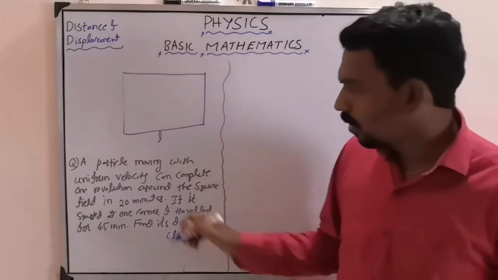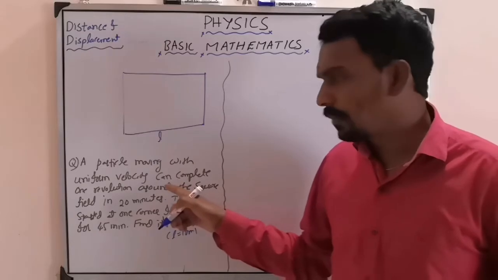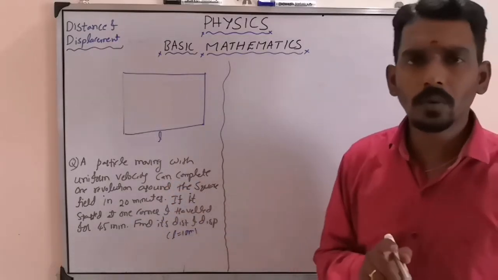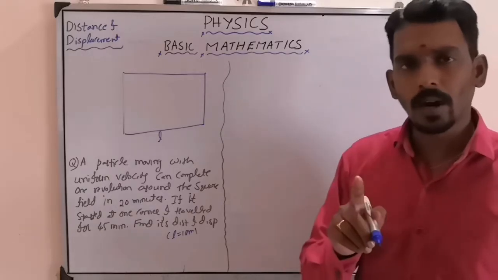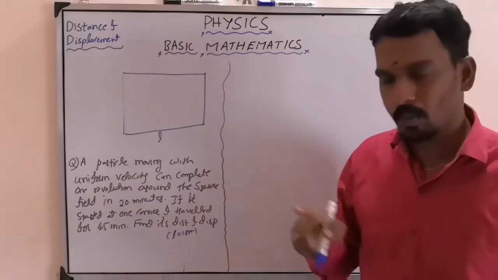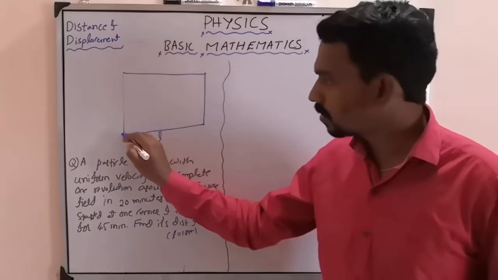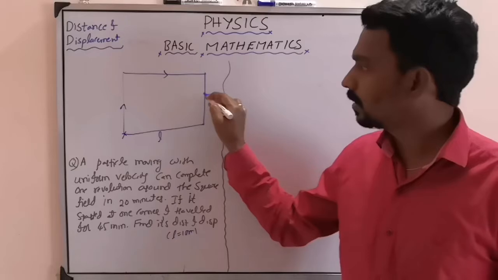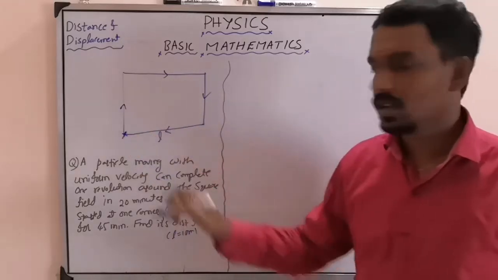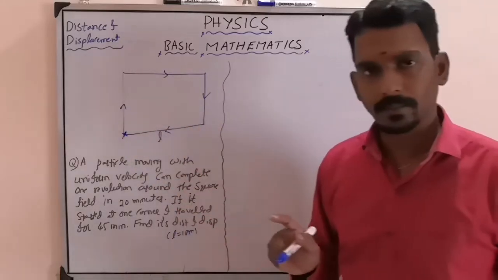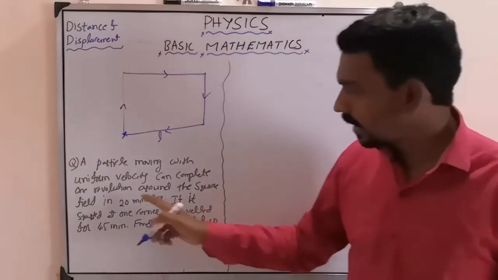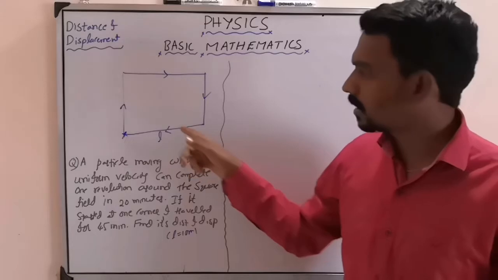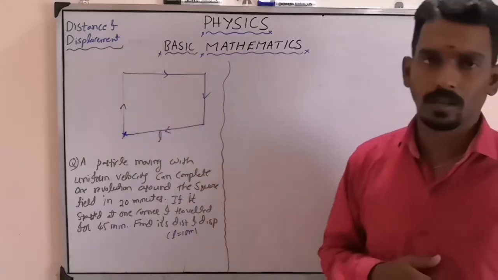Now, what is the meaning of this? The particle can complete one round in 20 minutes. One round means what? You start at one point and you come back to the same point. Suppose you started here and went here, came here, then finally reached here. So one round is completed. How much time are you taking? 20 minutes. And it is a square field, which means all sides must be equal.